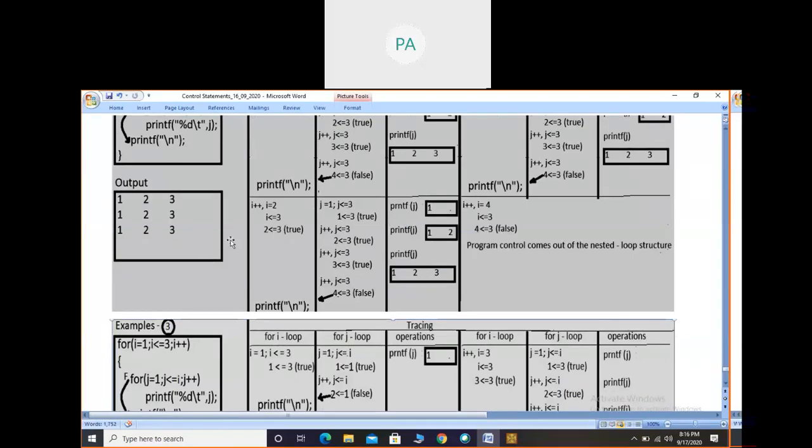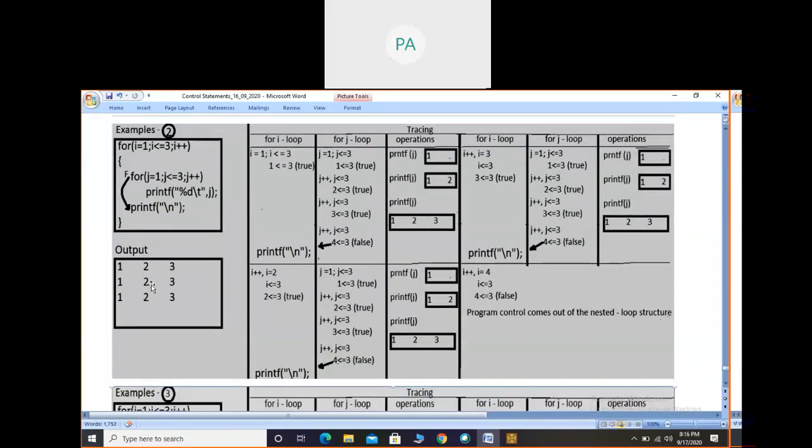In the second example, the output is, we are printing 1, 2, 3, and again in the next line 1, 2, 3, and in the next line 1, 2, 3. So how many rows are we printing and how many columns? We are printing all the numbers. In the first row, 3 columns are there, so we are printing 1, 2, 3. And again in the second row, 3 columns, 1, 2, 3. Third row, 3 columns, 1, 2, 3.